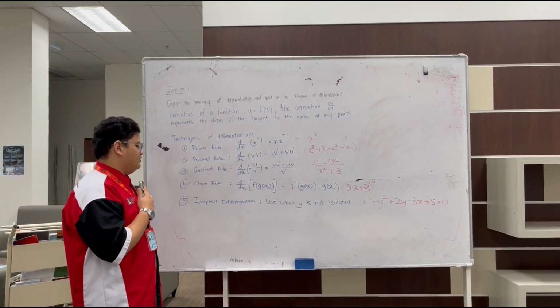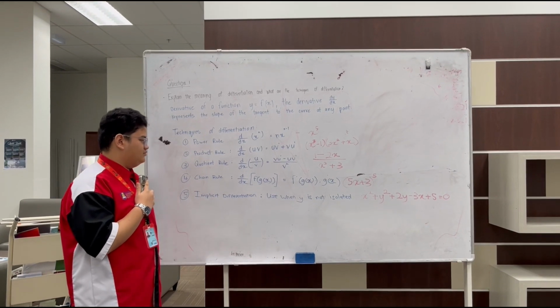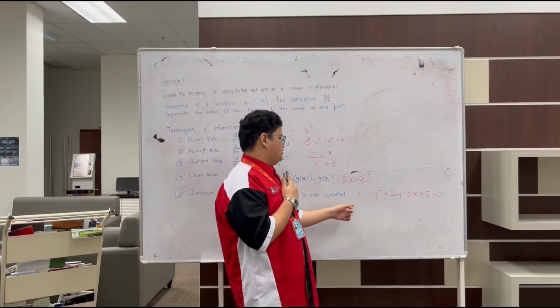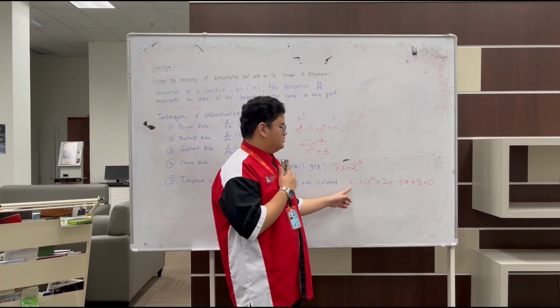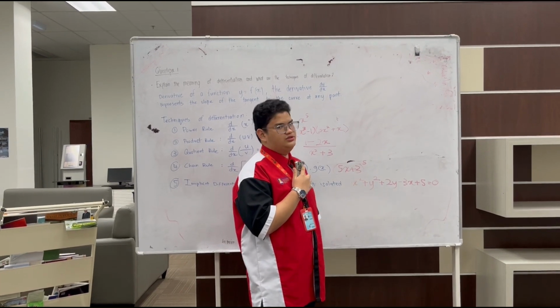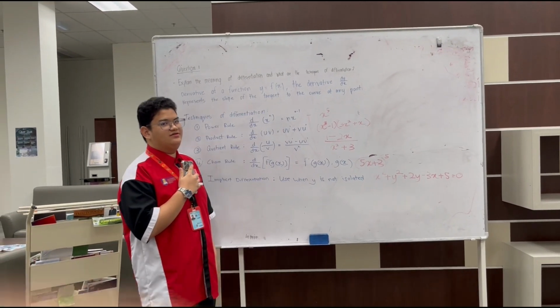Finally, we have implicit differentiation. This is used when y is not isolated. An example is x squared plus y squared plus 2y minus 3x plus 5 equals 0. So that's it for question number 1.